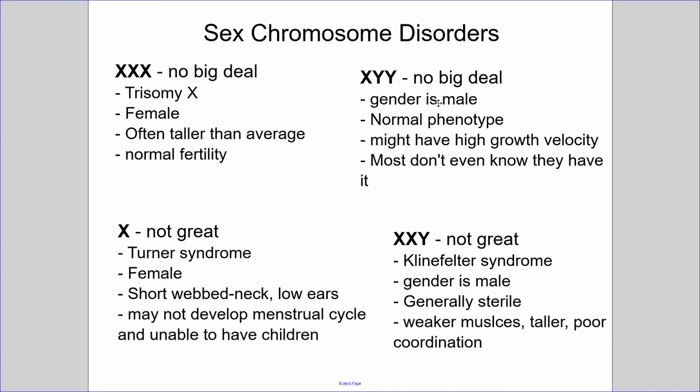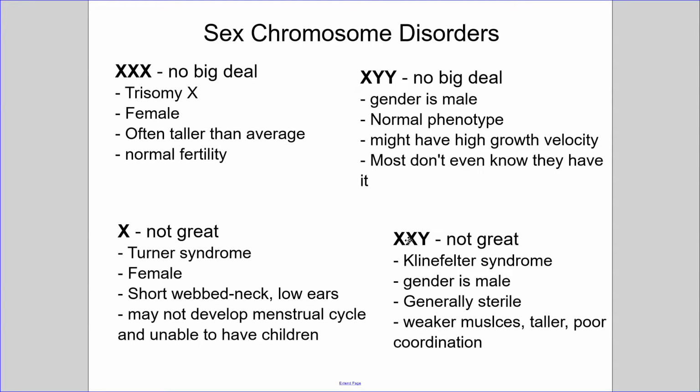Your gender would be a male. You'd have a normal phenotype, but you might have a high growth velocity. If you have this genotype, most people don't even know that it exists. There's not much difference between this and a regular XY genotype. If you happen to just get one X chromosome and you didn't get the second one, you would be female, but you would have a short webbed neck. Your ears would be kind of lower on your head, and you may not develop a menstrual cycle, which would mean that you'd be unable to have children.